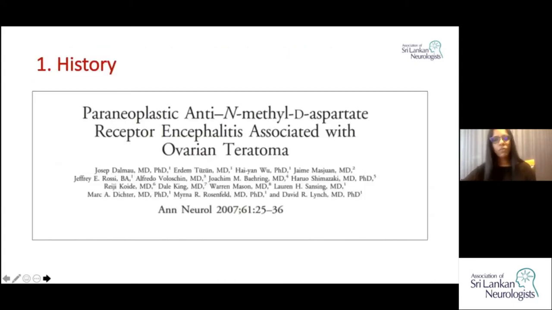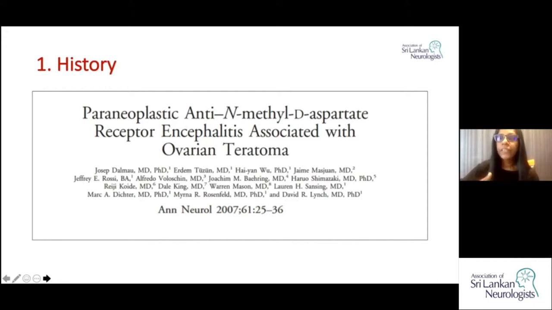So to start off with, I think we did not know about autoimmune encephalitis about 15 years ago. It was in 2005 that there was the first description of antibody-mediated encephalitis. But at that time, they did not actually specifically know what the antibodies were.